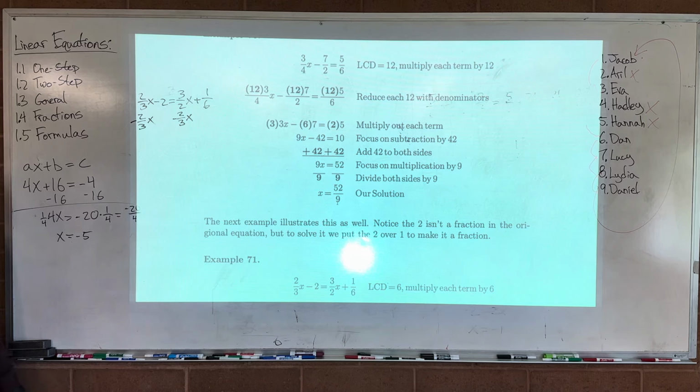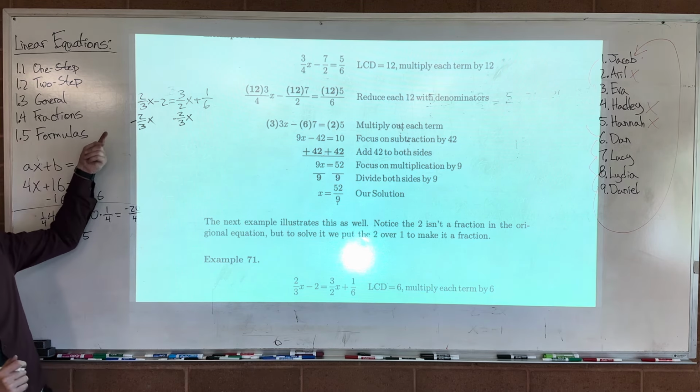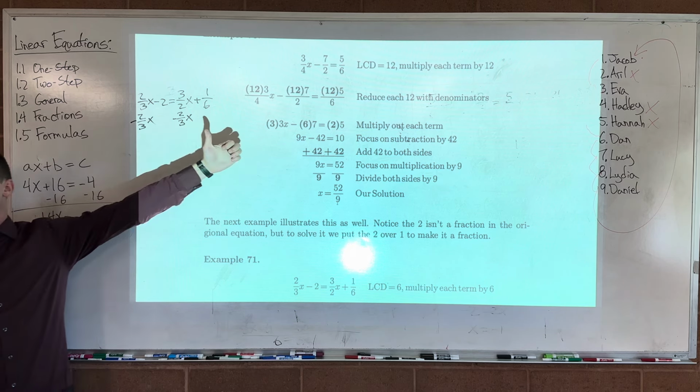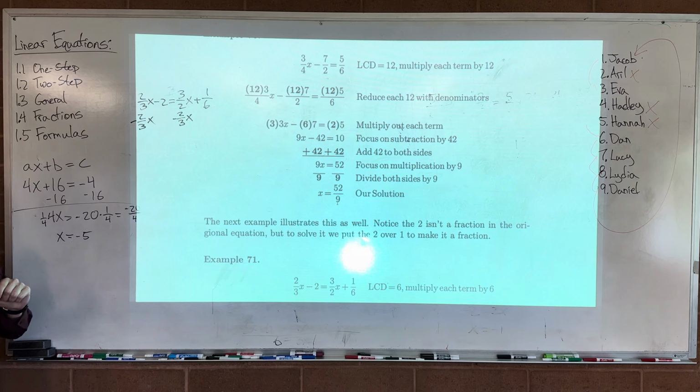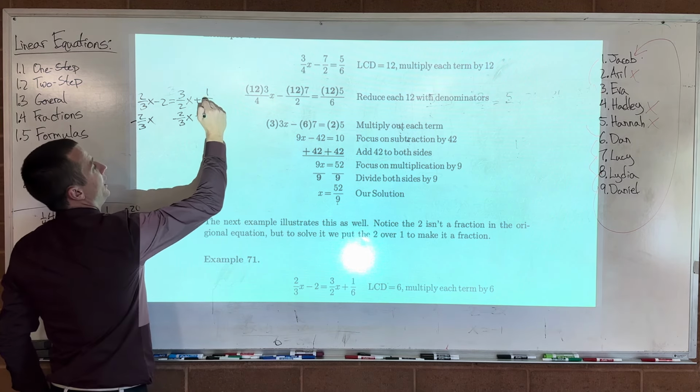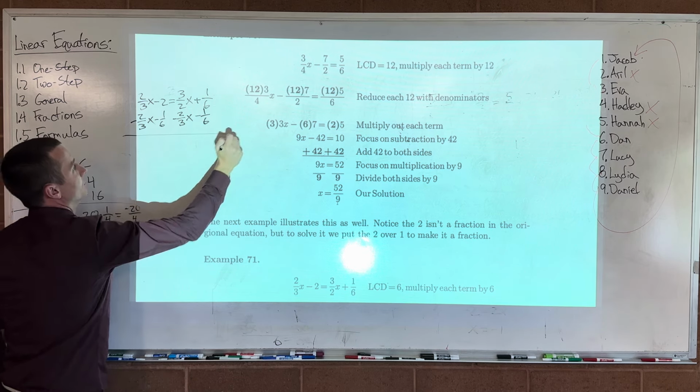Okay. So we're going to subtract 3 halves x from both sides. And that's going to put all our x's over here. We want all our constants over here, so what else are we going to do? Add 1/6 to both sides? Minus 1/6 from both sides. Minus 1/6, minus 1/6. Let's see what we get.